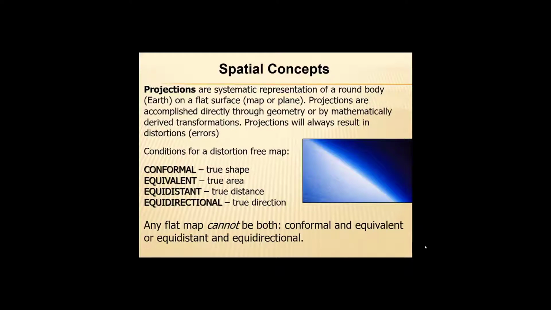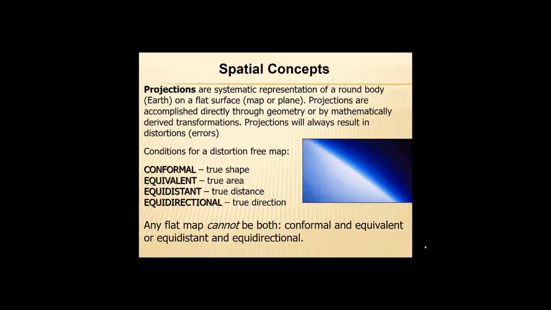There are all kinds of distortions we can have, but if we don't have a distortion, we would have things that are conformal, which is true shape; equivalent, true area; equidistant, true distance; and equidirectional, true direction. And a projection can't do all these things. So we always do a compromise to make that work, or the map just won't be flat. What's the matter with Web Mercator? So we basically need to make some compromises to make this thing work.